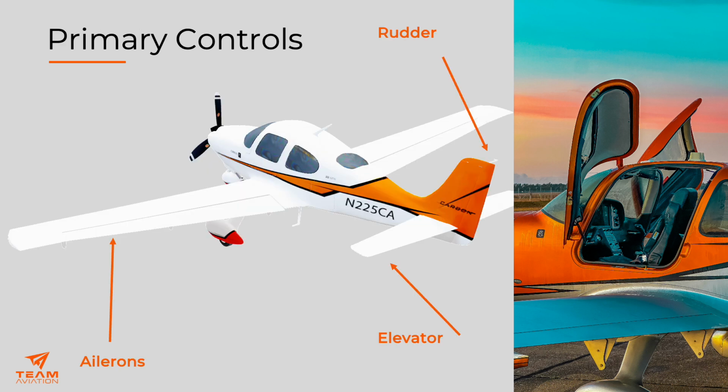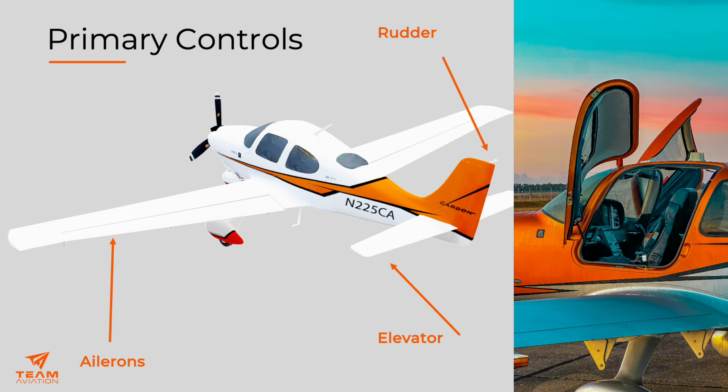Let's have a look at the primary flight controls, which are the main control surfaces that allow the pilot to maneuver the aircraft. Ailerons are located on the trailing edge of each wing. Ailerons control roll. When the pilot moves the control stick left or right, the ailerons move in opposite directions. One goes up, the other goes down, causing the aircraft to roll or bank.